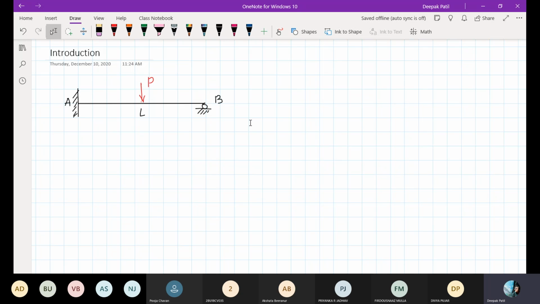Tell me whether it is a determinate or indeterminate structure. Anyone? Please see, if at this stage you are unable to recognize. Indeterminate. Yeah.